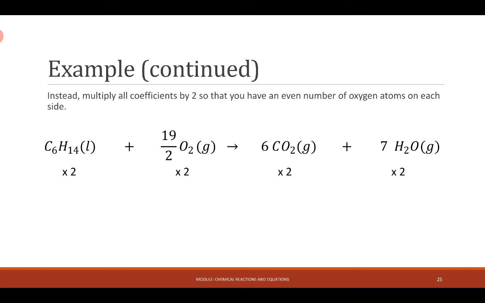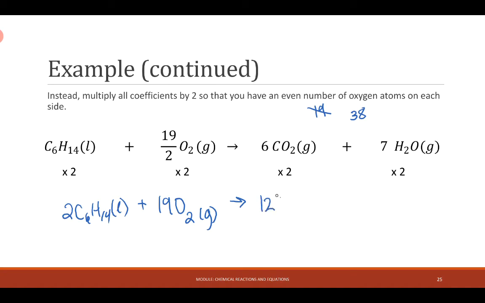I'm going to instead multiply everything by 2 so that I have an even number of oxygens on this side. Instead of having 19, I'm going to have 38 oxygens. And half of 38 is 19. And so that will give me an even number of oxygens to work with, so I'm not stuck with weird half molecules. Yeah, it's supposed to be 14 H2O.